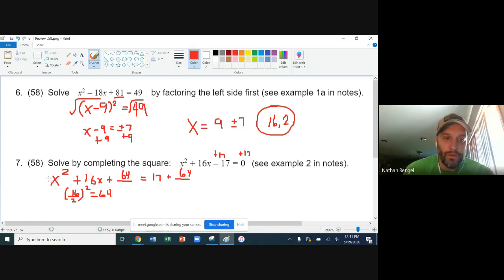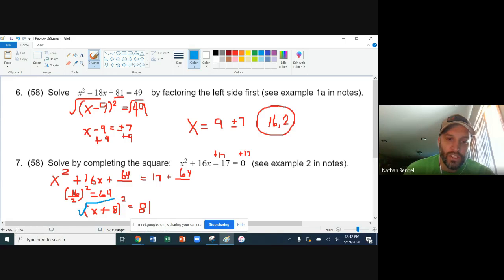So now we're going to be able to factor. So what multiplies to 64, adds to 16? That's going to be 8 and 8. So x plus 8 squared. 17 plus 64 is going to be 81. Continue our steps just to make it stick out a little bit. We'll change this to blue.